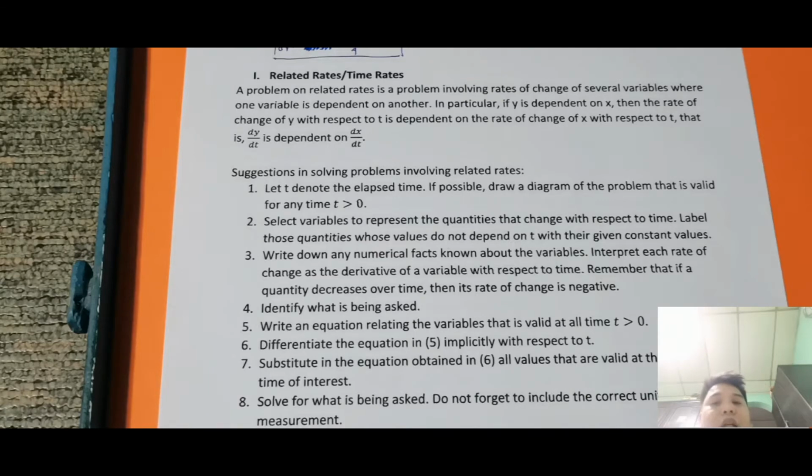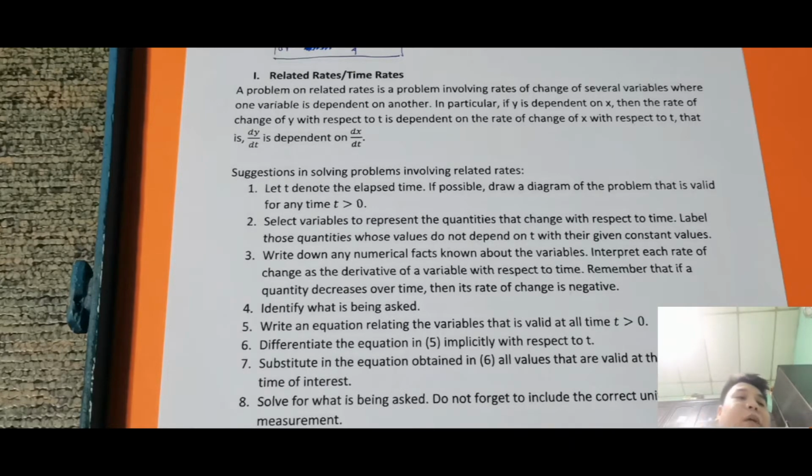Okay, so number 2, select variables to represent the quantities that change with respect to time. So label those quantities whose values do not depend on t. So more likely gamitin natin si x and y or x lang minsan. Okay, then siyempre di-differentiate natin siya with t.